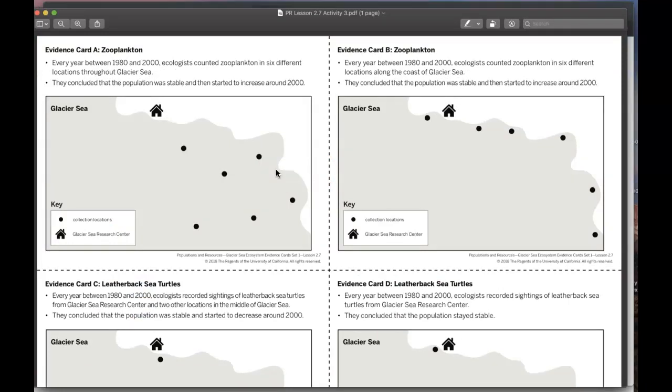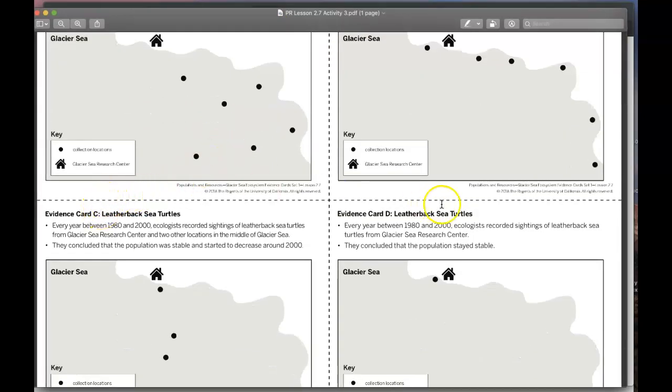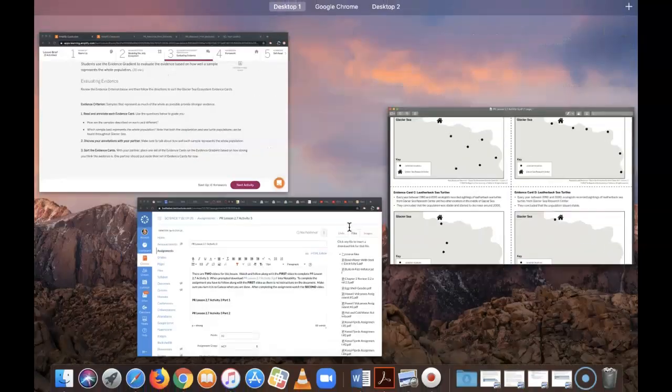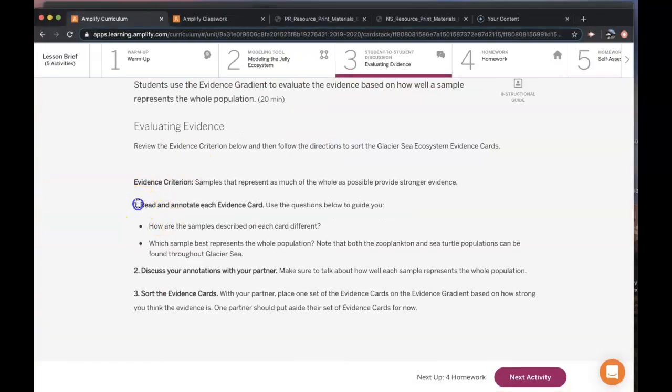Then you're going to annotate the cards. So you're going to look at the different cards. There's 4 cards here. Evidence cards A and B are representing zooplankton, and evidence cards C and D are representing the leatherback sea turtles. So you're going to read and annotate each card. You're going to write how the samples described on each card are different, and then which sample best represents the whole population.